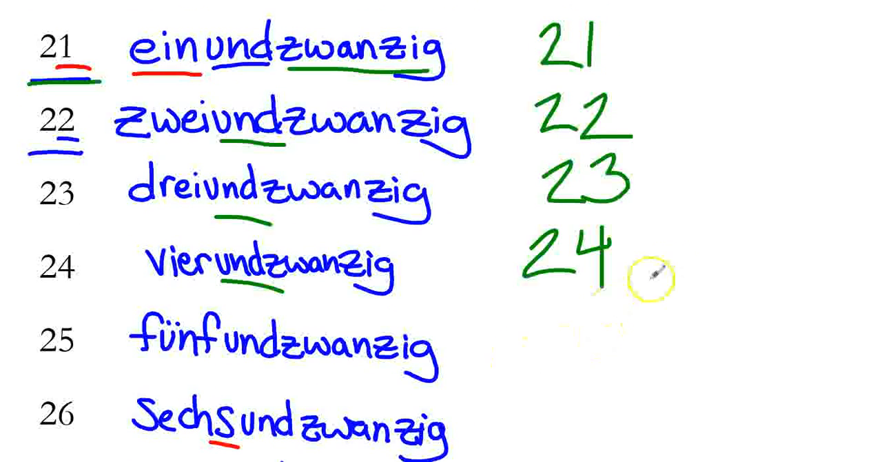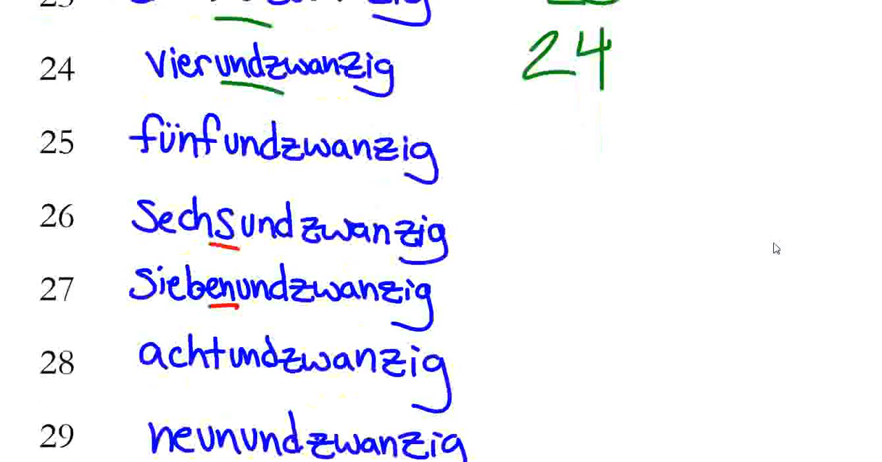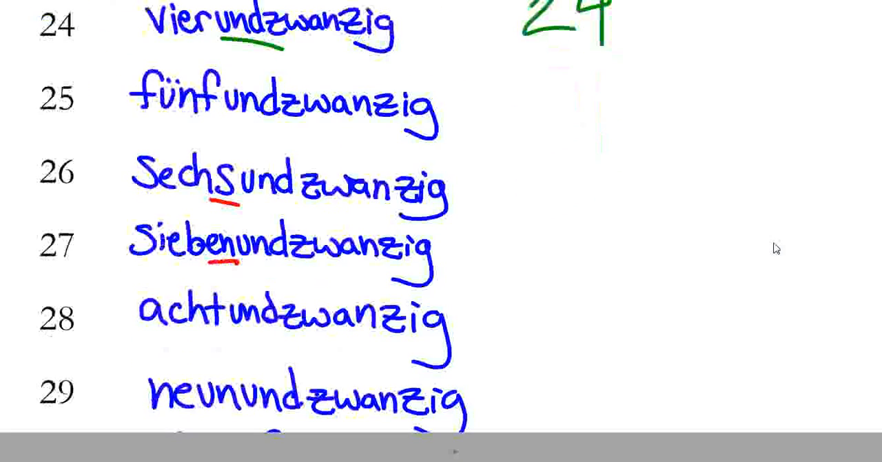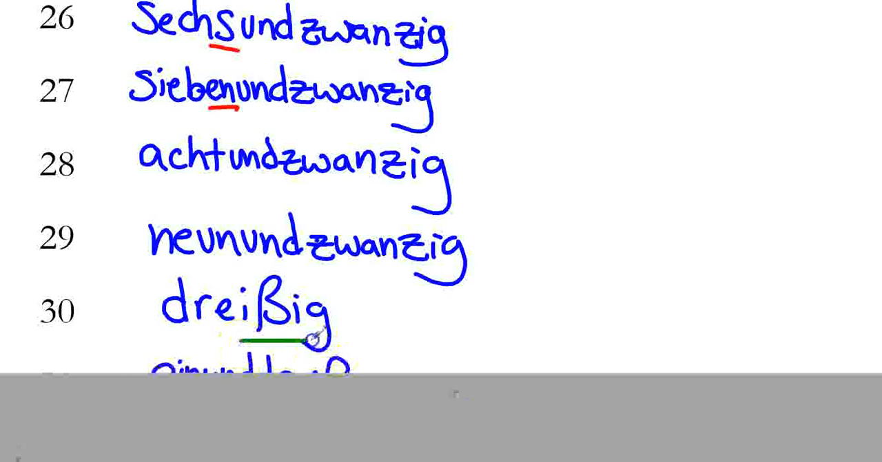So, wiederholt, repeat. 21, 22, 23, 24, 25, 26, 27, 28, 29, 30. Just remembering that 30 is the only one that's got the S set.